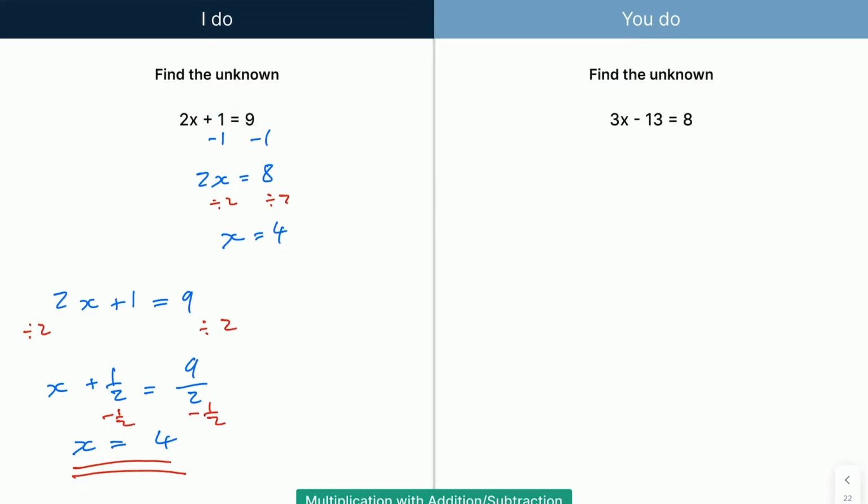So again, hopefully you've pressed pause and had a go at the example on the right. So I want to get the x on its own. At the minute, it's got 13 there. So I'll do the opposite of minus 13, which is plus 13. So that becomes 3x is equal to 8, 9, 10, 11. So that's 21. And now I want to get the x on its own. So I divide each side by 3. And we get x is equal to 7.